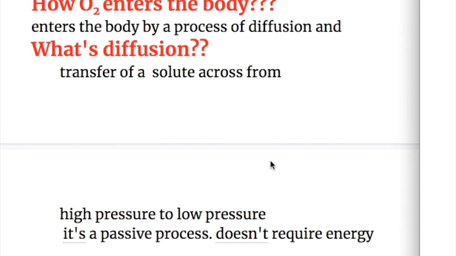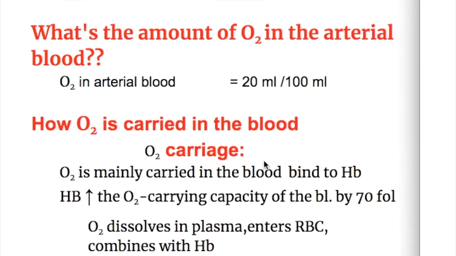How does oxygen enter the body? It enters the body by a process of diffusion. And what's diffusion? Diffusion is the transfer of a solute from high pressure to low pressure. It's a passive process and does not require energy. What's the amount of oxygen in the arterial blood? Oxygen in the arterial blood is 20 ml per 100 ml.